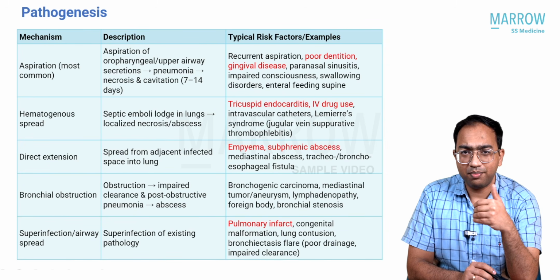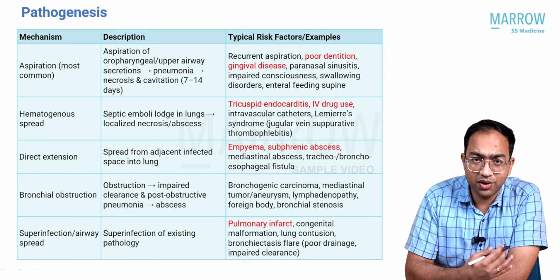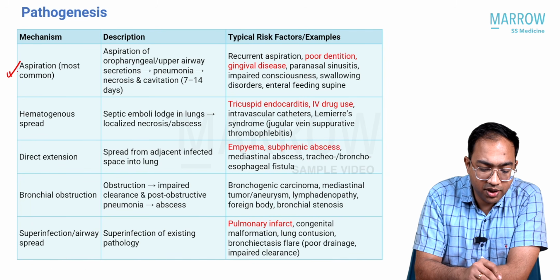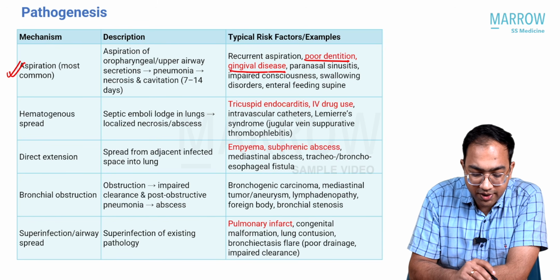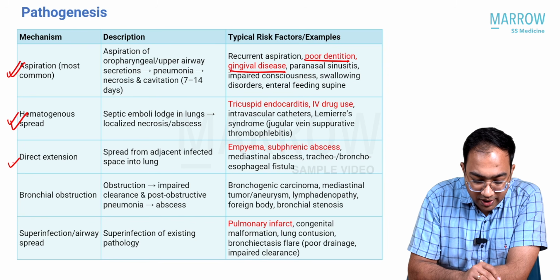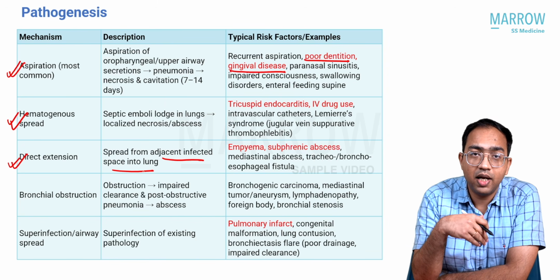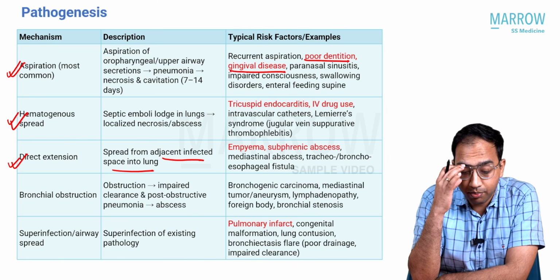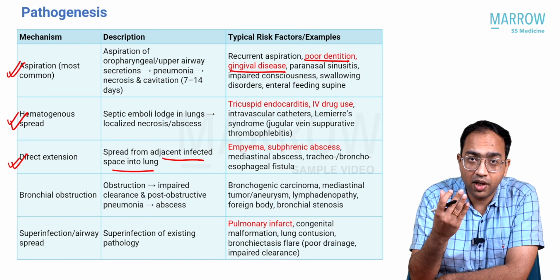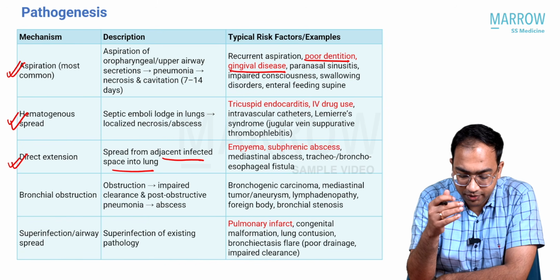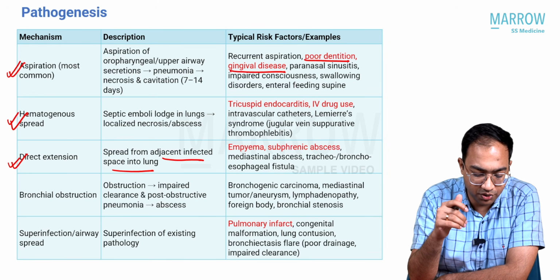Now, if you look at the pathogenesis, these are not very important, just for basic understanding. It's just the repetition of the same thing. Aspiration is the most common, right? And you check for poor dentition, gingival disease, hematogenous spread, direct extension from adjacent infected space into the lung. For example, empyema spreading into the lung parenchyma, getting complicated as lung abscess, subphrenic abscess, you can cause lower lobe pneumonias and lung abscess formation. Similarly, mediastinal abscess, tracheo or bronchoesophageal fistulas.